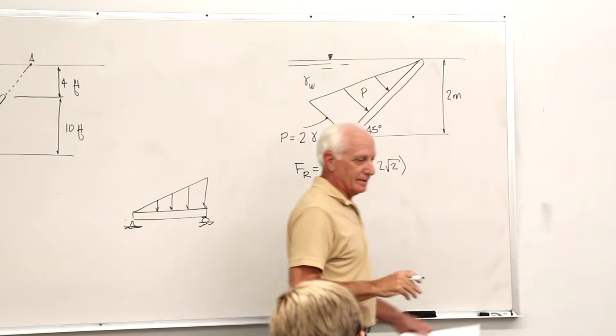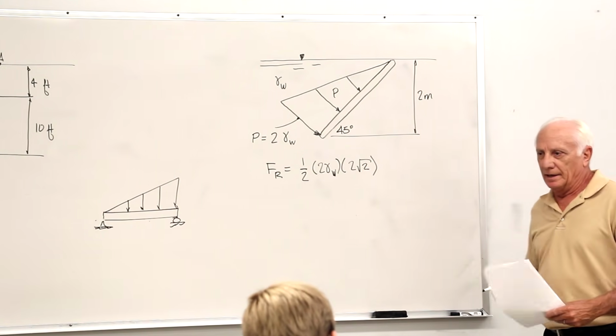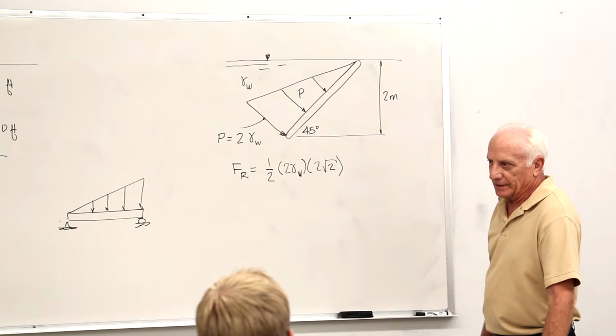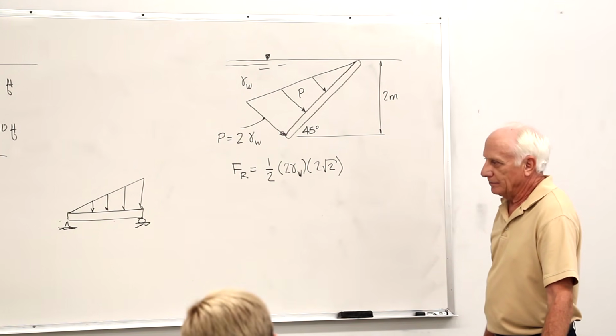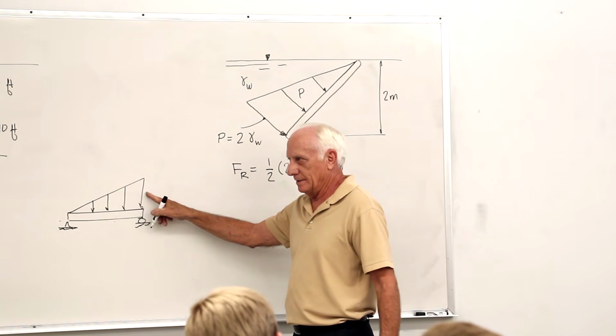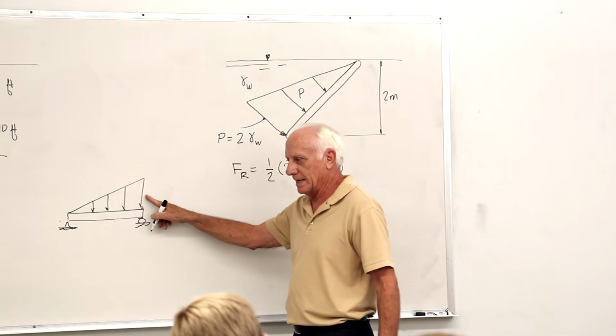Loading diagram in vector statics. How do you find the equivalent load? Take the area under the triangle. What's the area under the triangle? 1/2 base times height. What's the base? Here. What's the height? Here. That's how you find resultant force, statics.